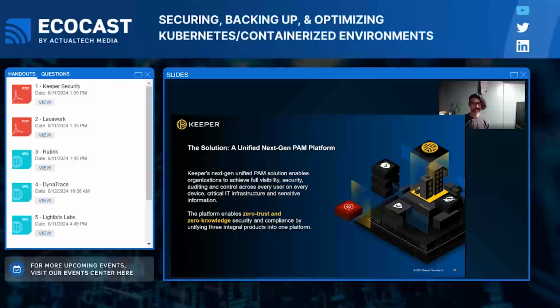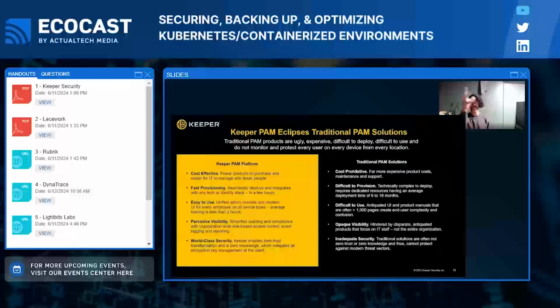Is it easy to use? Does it unify everything together? Is it cost-effective? Let's check that out. Let's look at traditional PAM solutions compared to Keeper's next-gen PAM solution. So, cost prohibitive, right? We already talked about that. Paying for a solution where you may not be using all the feature sets, and so you're paying into other solutions to accomplish other things.